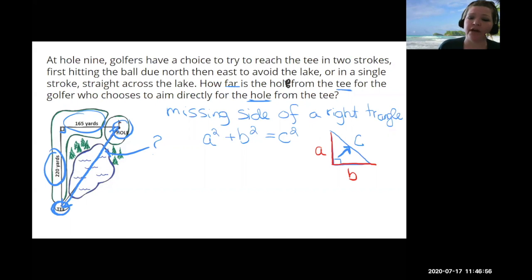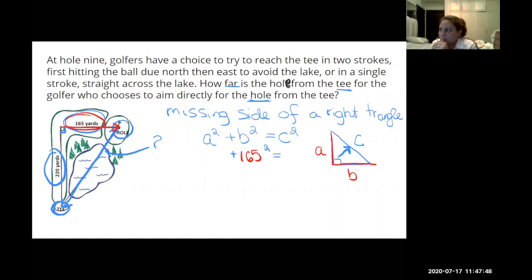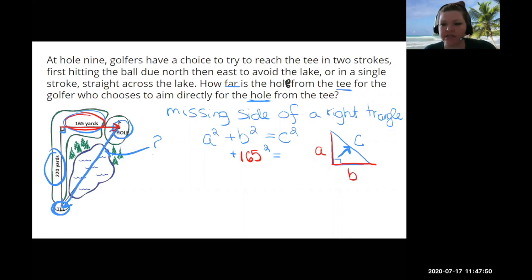Beautiful. Now that we know that, let's try to plug into our formula. A, B, C. What do we know? The 165 yards. 165 is one of the legs. I could plug it in for A or B. It wouldn't matter. They're interchangeable. So I get B, and that's being squared. I drop my plus. What else do I know? The 220 squared. Wonderful.